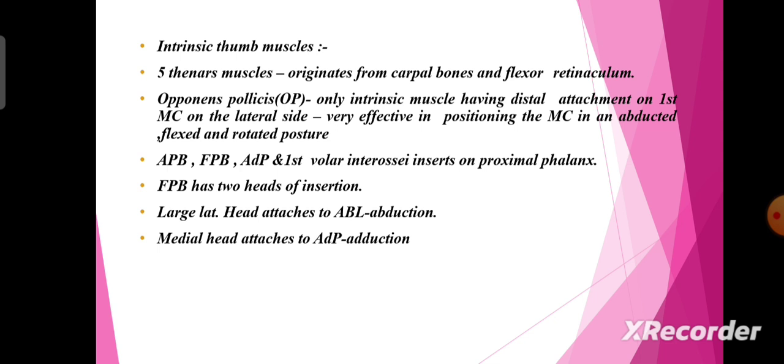Intrinsic thumb muscles. There are 5 thenar muscles. One is opponens pollicis, and the others are FPB, APB, and ADP. The larger head attaches to the APB, which leads to abduction of the thumb. The medial head attaches to the ADP, which leads to adduction of the thumb.